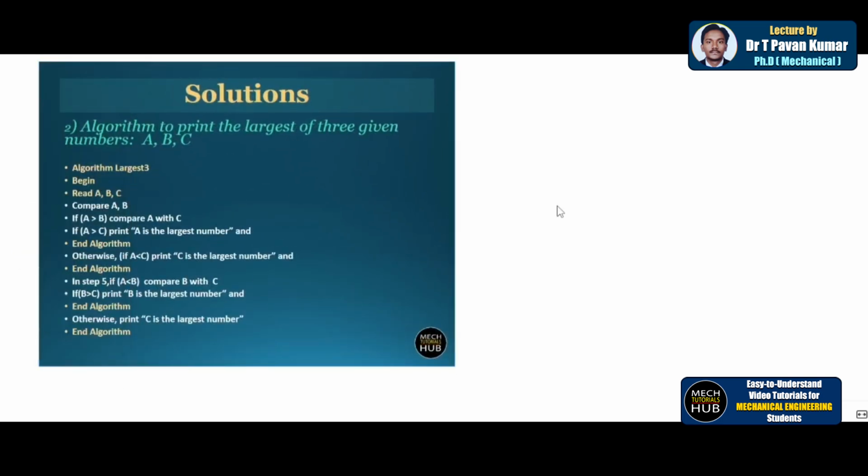This is the next solution: an algorithm to print the largest of three given numbers. Initially we wrote an algorithm for two numbers. Now it is three. Largest of two we have seen already. Now I hope you can easily write it for three.